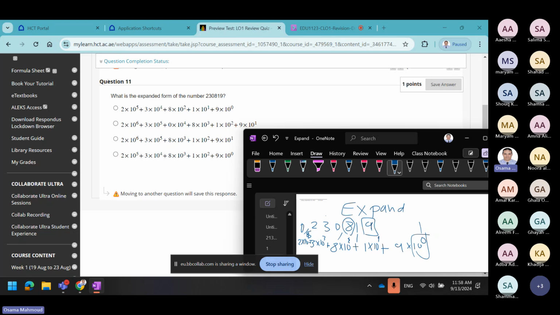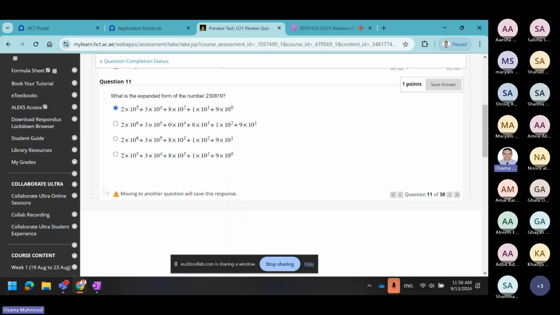So 200,000 is exactly 2 times 10 to the power 5. So I am between 1 and 5, right? And I have 3 times 10 to the power, count how many digits to the right? 4, 10 to the power 4. So which one is the correct answer? Both of them having 10 to the power 4.